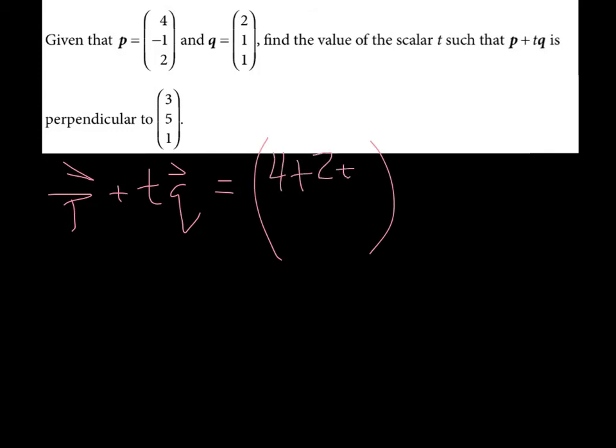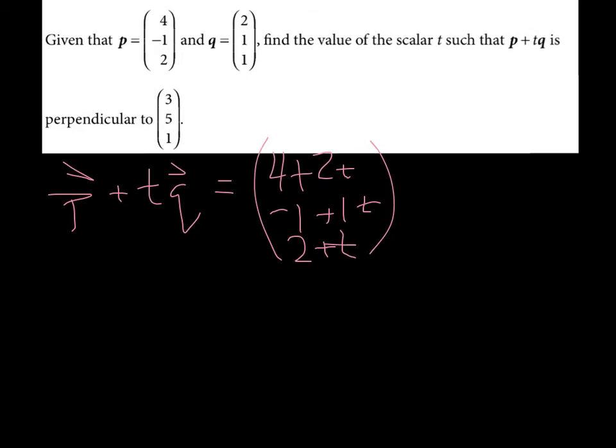Alright, so we have vector P, we have vector Q. Find the value of the scalar t such that vector P plus t times Q is perpendicular to 3, 5, 1. Okay, well, what do we need to do? I hope you're thinking, well, we need to write down a new vector for P plus t times Q. So pause the video real quick and write down a column vector for this. 4 plus 2t is the x component. Negative 1 plus 1t is the y component. And 2 plus t is the z component.